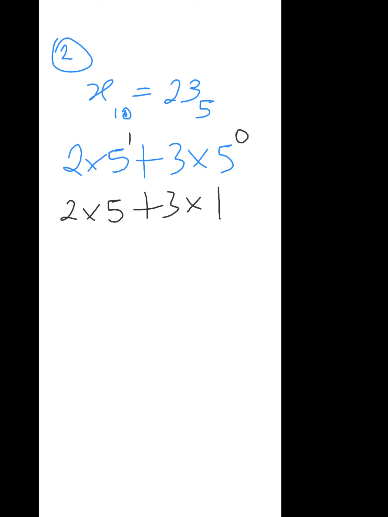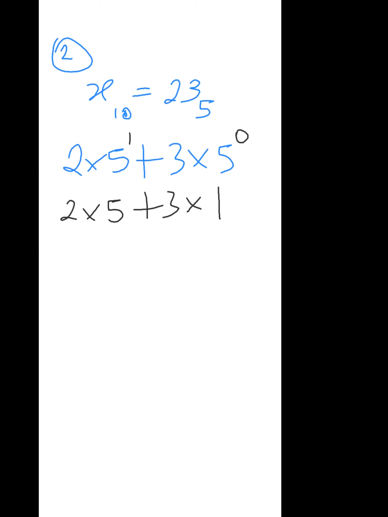times 5 to power 0. I've said anything to power 0 is 1. Some students get carried away when they see a big number raised to power 0. It has nothing to do with the size of the number. Once it's to power 0, it is automatically 1, and this will help you by the time you get to indices. All these facts will help you.